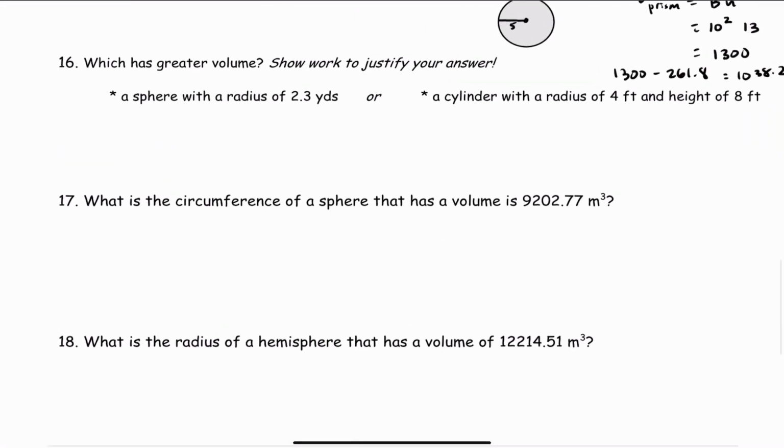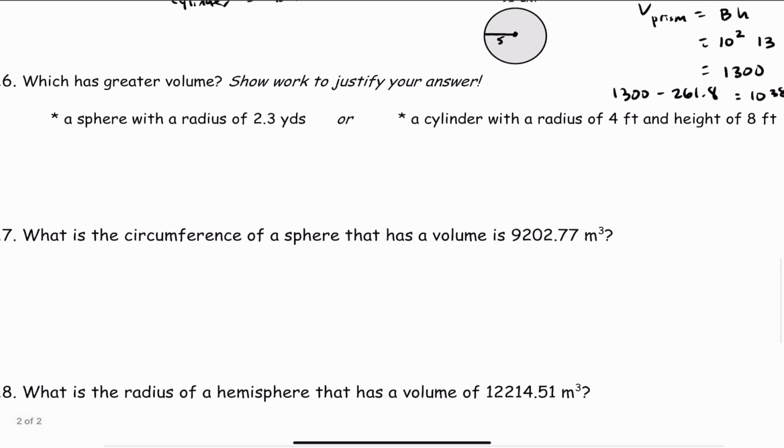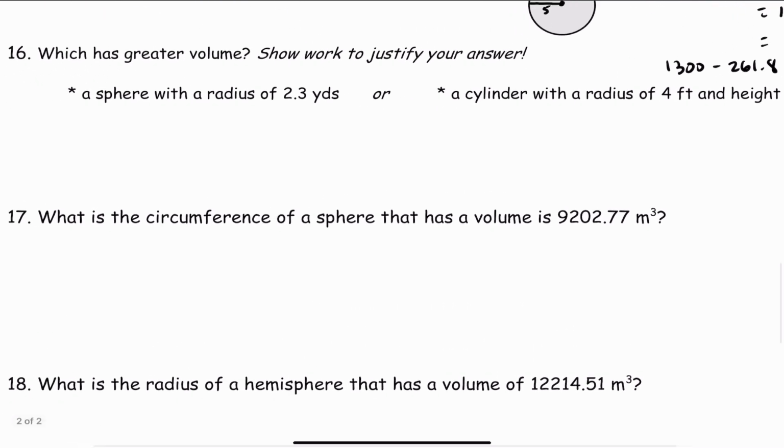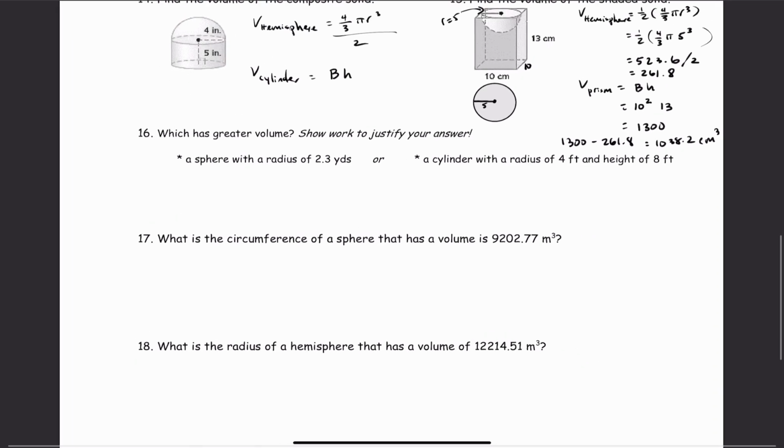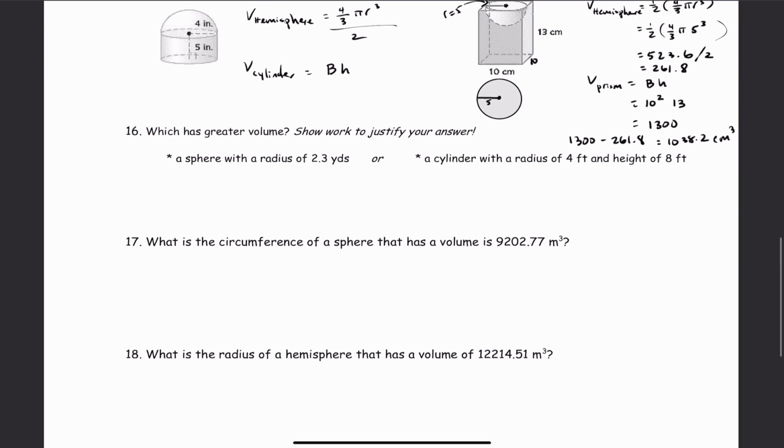And then let's take a look at number 17. So, what is the circumference of a sphere that has a volume of 9,202.77? Actually, I want to go over number 16 first, because then we're going to go to 17. I'm not going to go through the whole problem here, but I'm going to give you a hint.